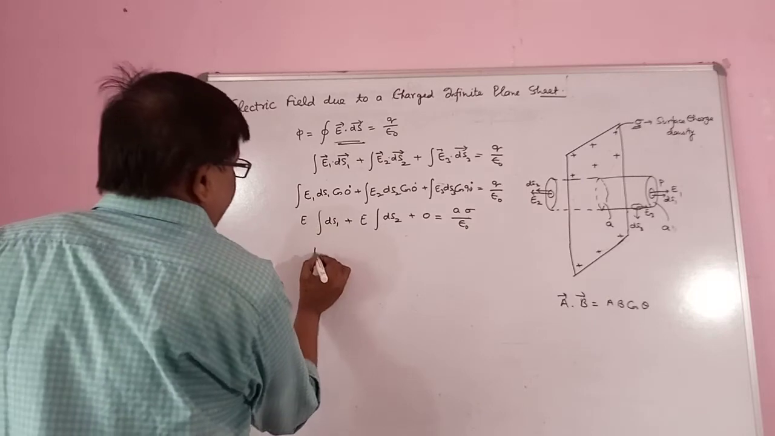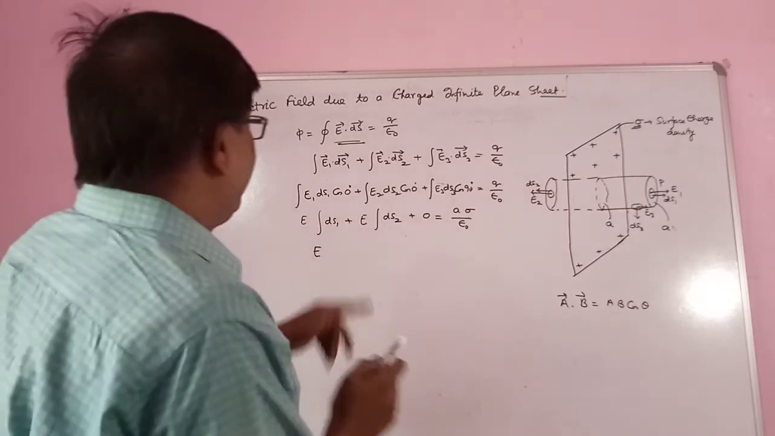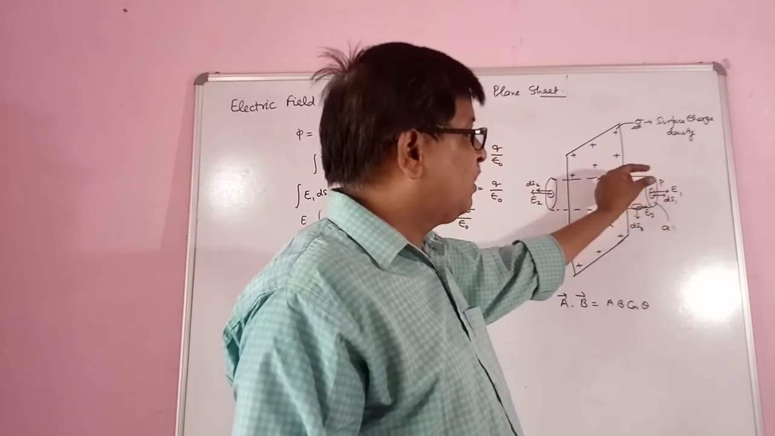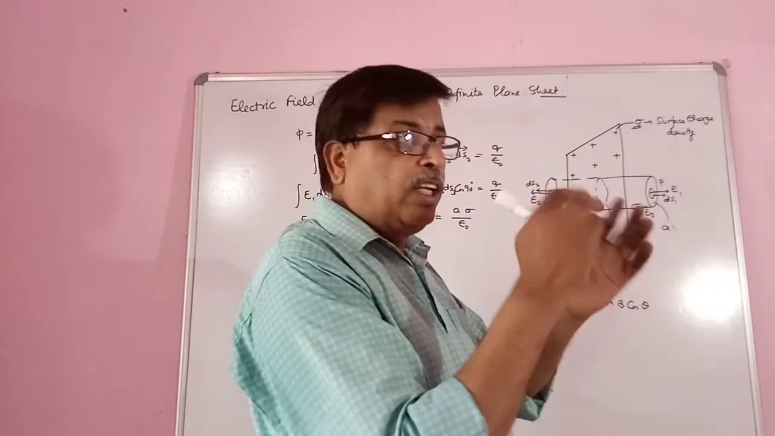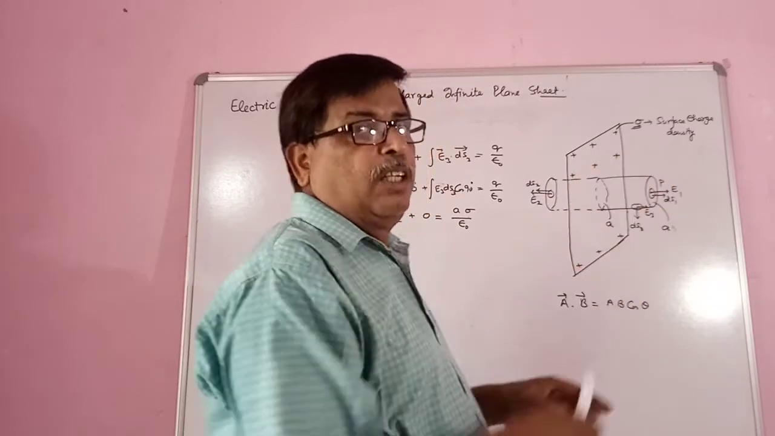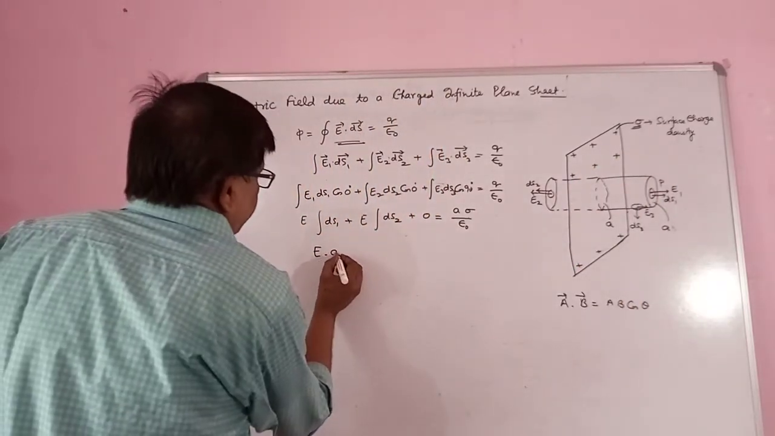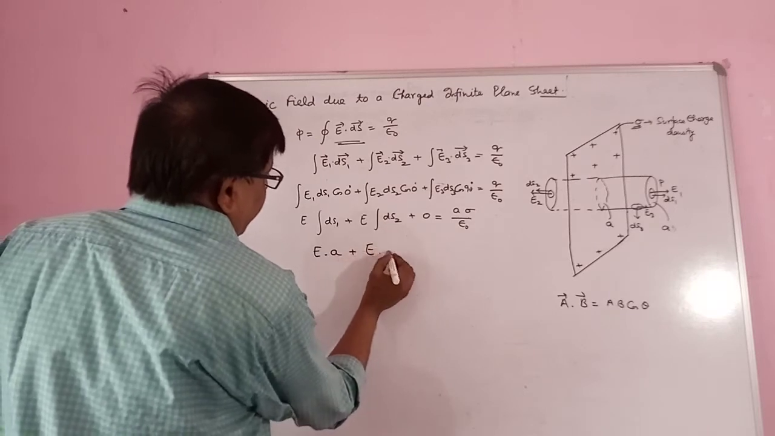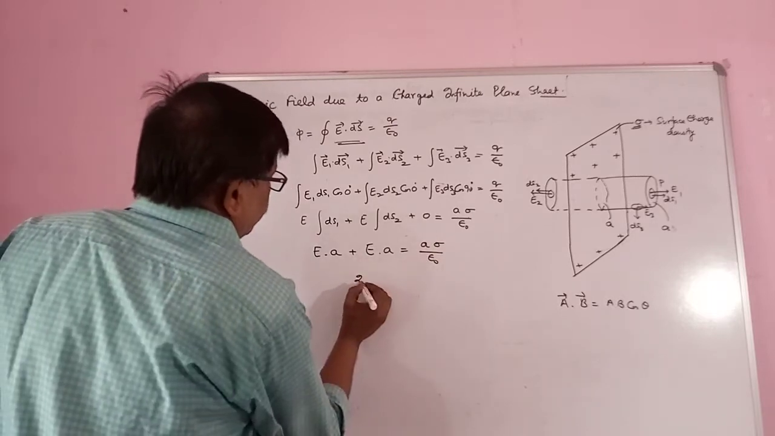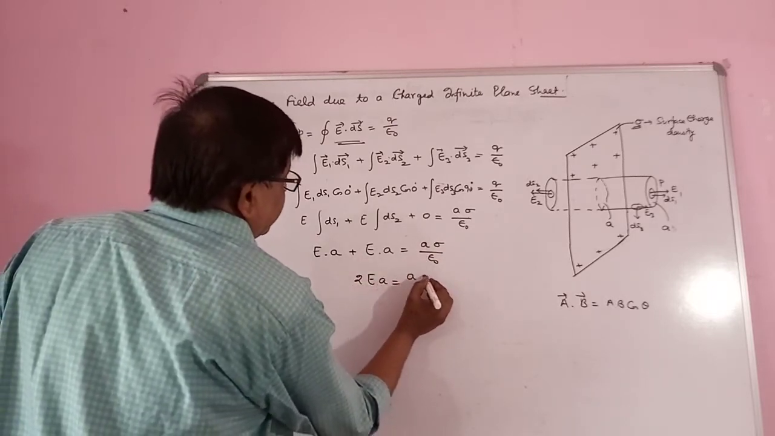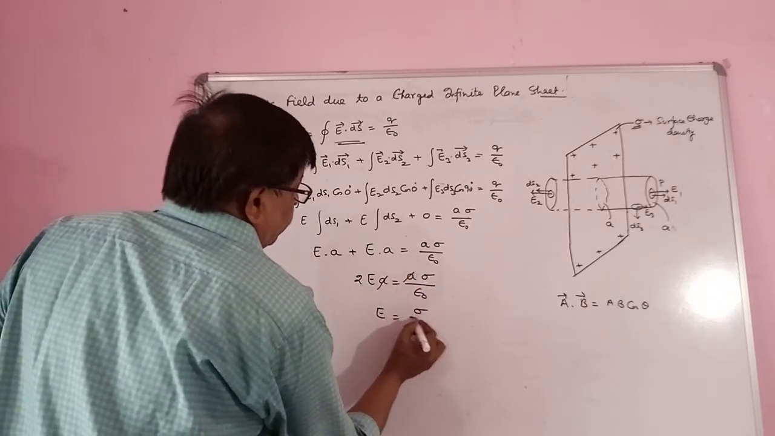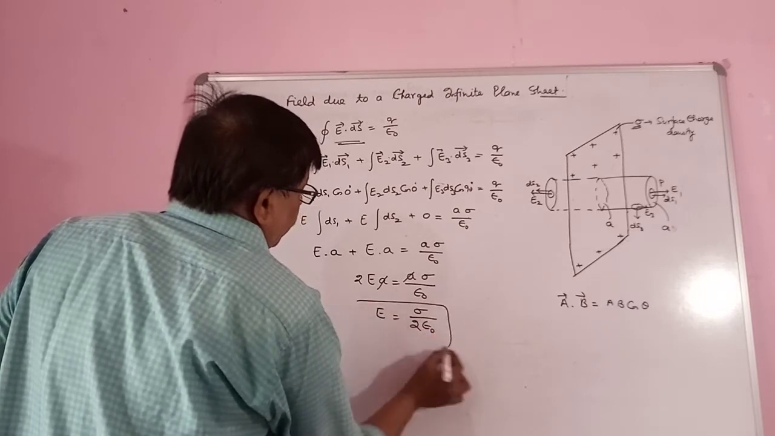Now E1, and when we integrate ds1, what is ds1? ds1 is a small element of this top, and when we integrate total ds1, we get the total area A, plus again this is A, equal to A sigma upon epsilon naught. So this becomes 2EA equal to A sigma upon epsilon naught. So E equal to sigma upon 2 epsilon naught.